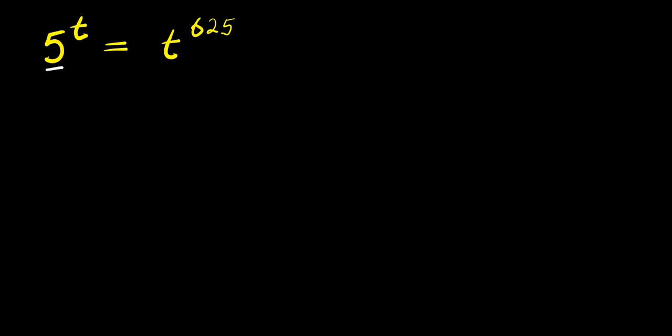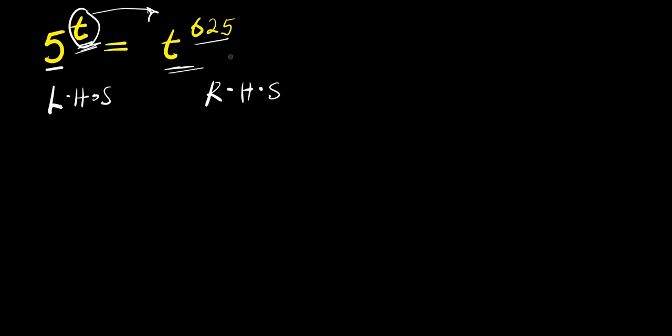Hello, we have 5 to the power of t, and this equals t to the power of 65. We are solving for the value of t that will satisfy this equation. That means that will make the left-hand side of this equation equal to the right-hand side. Now, what we are going to do is observe there is t here, and there's also t here. So let's push this t from here to this other side of the equation.